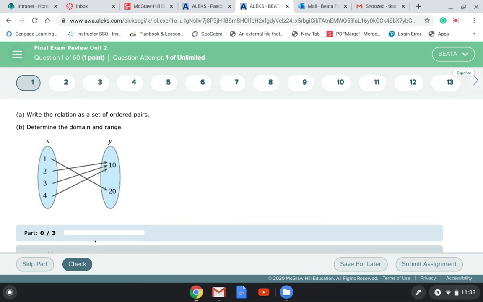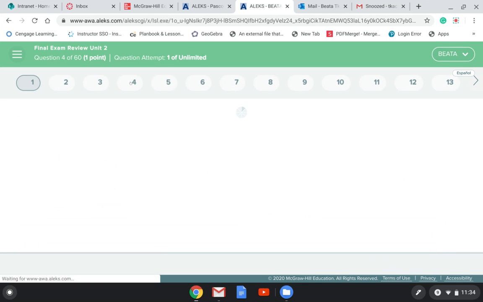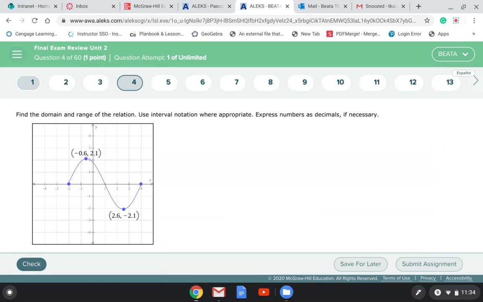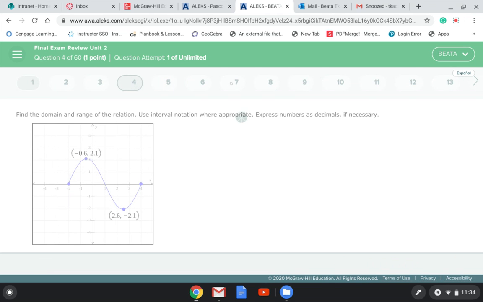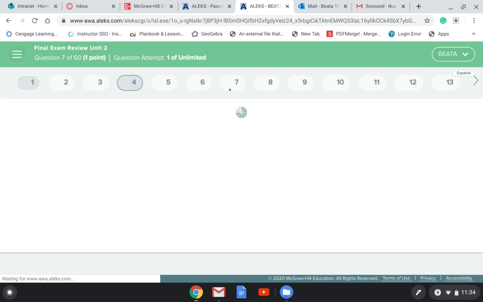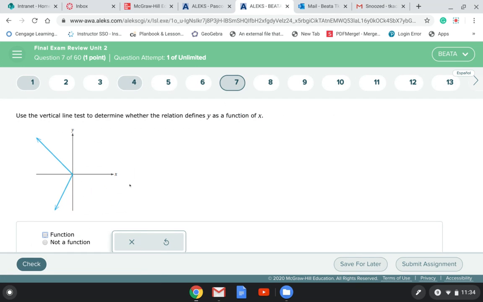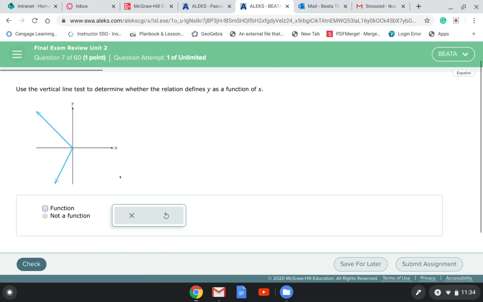Again, hope you guys have good notes, but Unit 2 was mostly about functions and relations, finding domain and range. Like here, find the domain and range from the graph, okay, from mapping. So you're going to see that we did those types of problems, okay? I used the vertical line test. And again, that's a nice question.